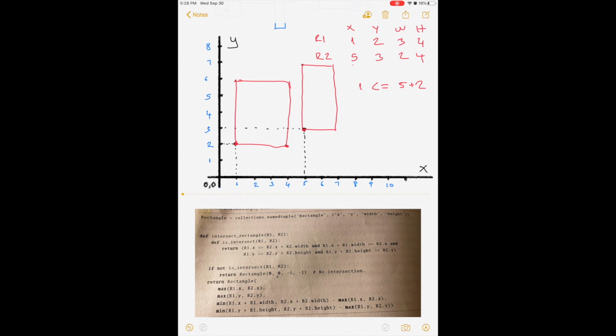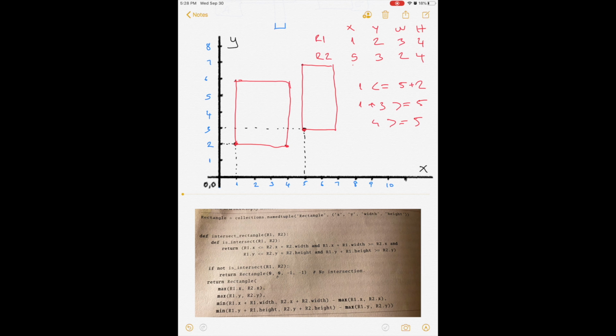And we have the other condition, which is r1x plus r1 width greater than or equal to r2x. r1x is 1, plus r1 width, which is 3, is that greater than or equal to r2x, which is 5? Well, that's not true because 4 is not greater than or equal to 5. There's no overlap. The x's could not overlap.